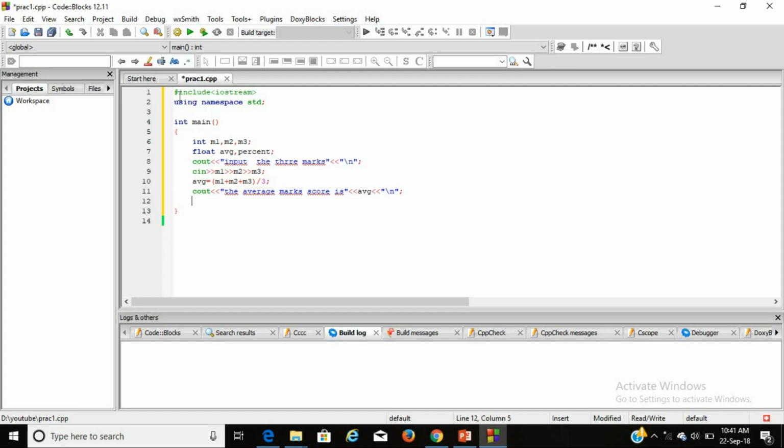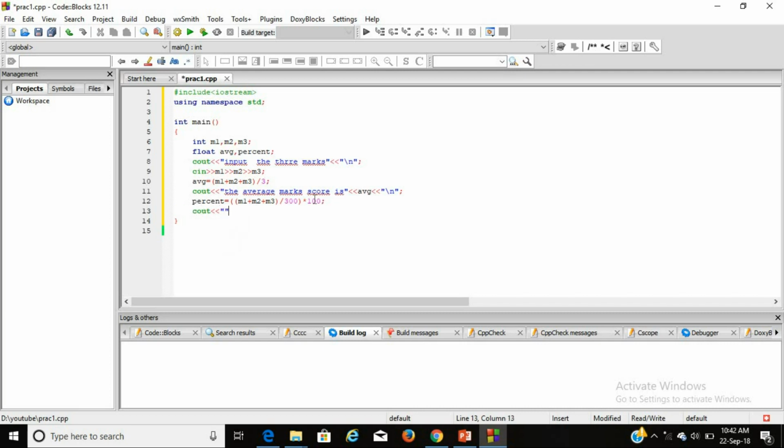Next we need the percentage, so let's get percent is equal to M1 plus M2 plus M3 divided by 300, since that's the maximum marks you can score. Okay, I'm going to put that in brackets. If you do not understand how I put these brackets, just pause the video for a second and look at it. It's just basic math. And I'm going to multiply the whole of this term by 100 to get the percentage.